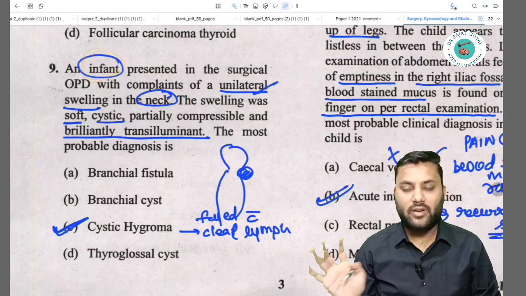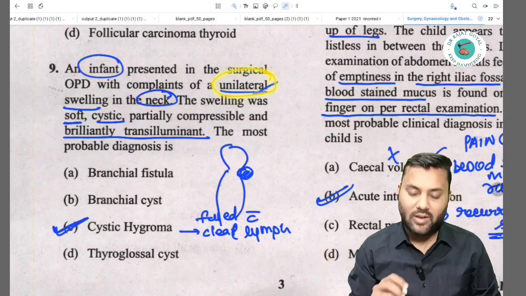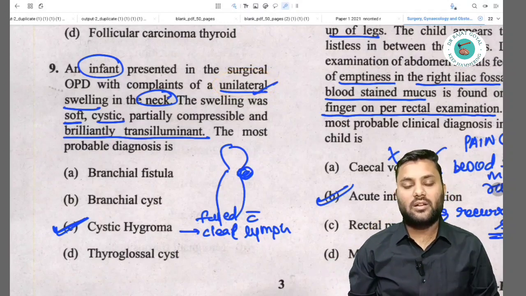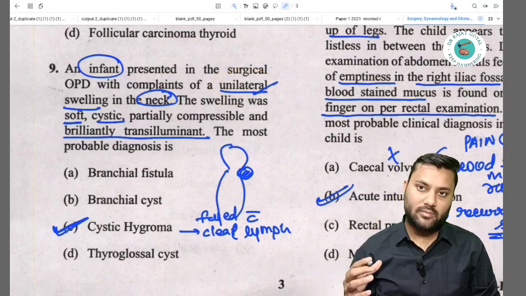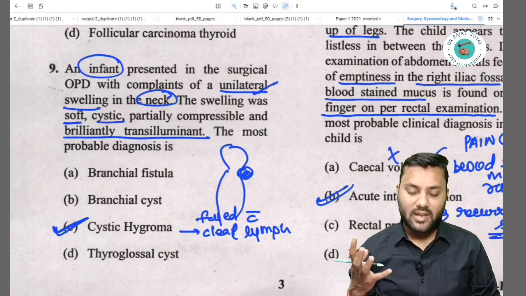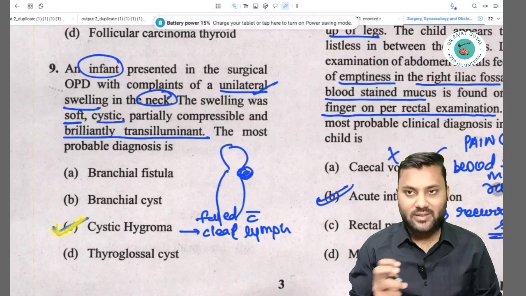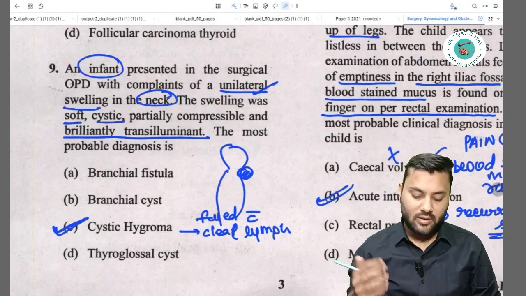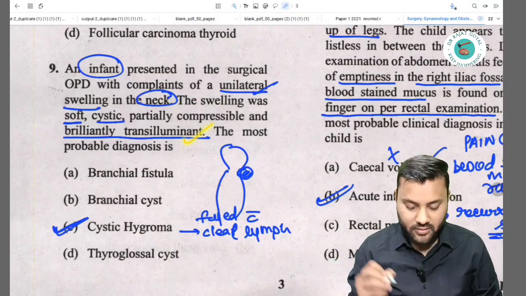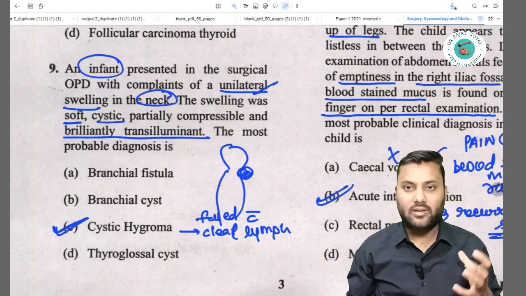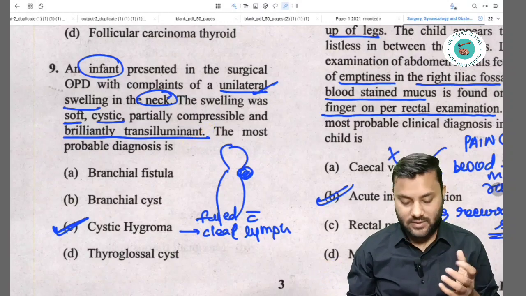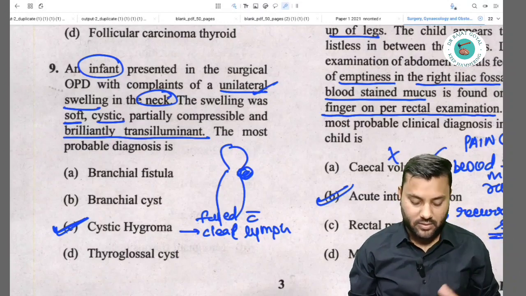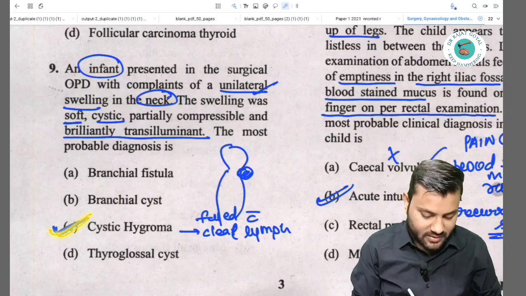So here the patient is infant. Any infant with the unilateral swelling which is brilliantly transilluminate, we can directly go for the diagnosis of the cystic hygroma, because in the cystic hygroma only there is a clear fluid, so there will be brilliant transilluminescence, and also the swelling is soft and cystic. It generally present in the infant because it occurs by birth. So answer here will be cystic hygroma.